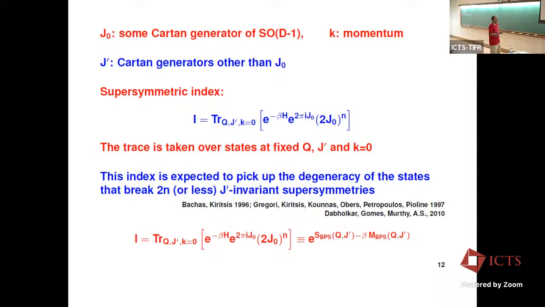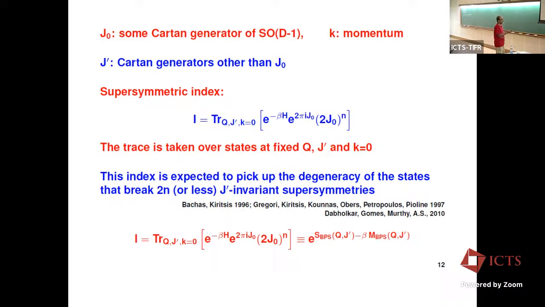So the idea is that this picks up contributions from BPS states, but not from a generic non-BPS state, because a generic non-BPS state will break more supersymmetries and doesn't contribute to the index. You can recognize that e^(2 pi i J0) is essentially (-1)^F. That's what enters within the index.